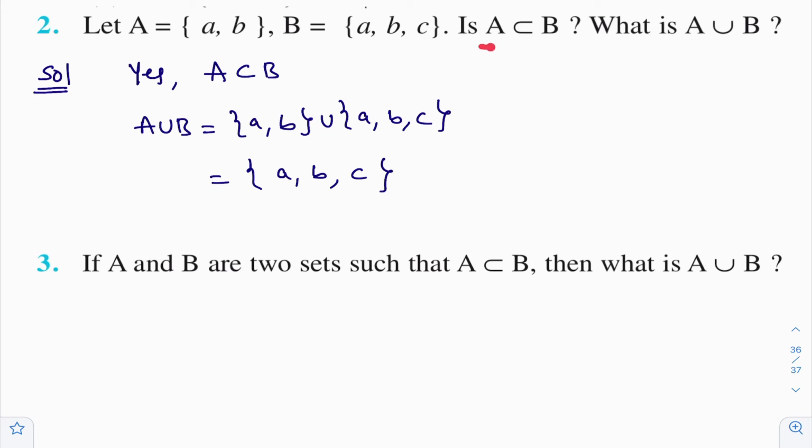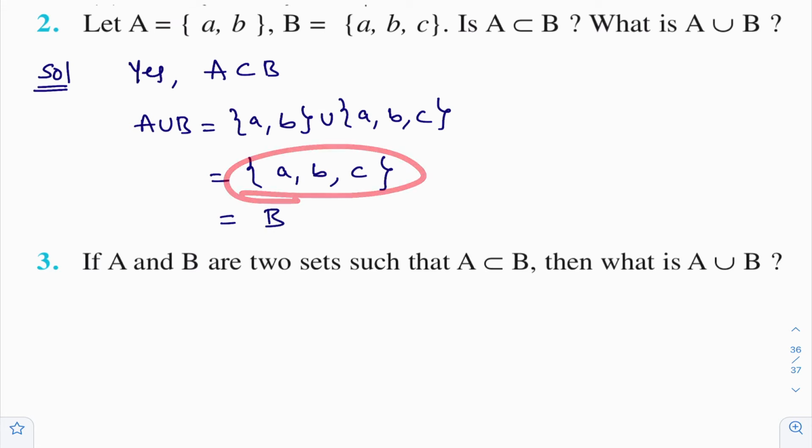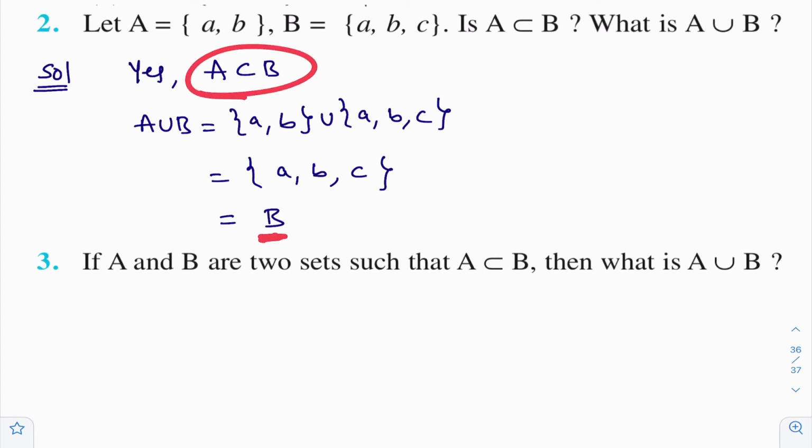Look here, when A is a subset of B, when I calculate A union B, I get set B only. So here I can write A union B as B, because this is the answer. This is nothing but set B. So the important point I am trying to say is, when A is a subset of B, A union B is B only.